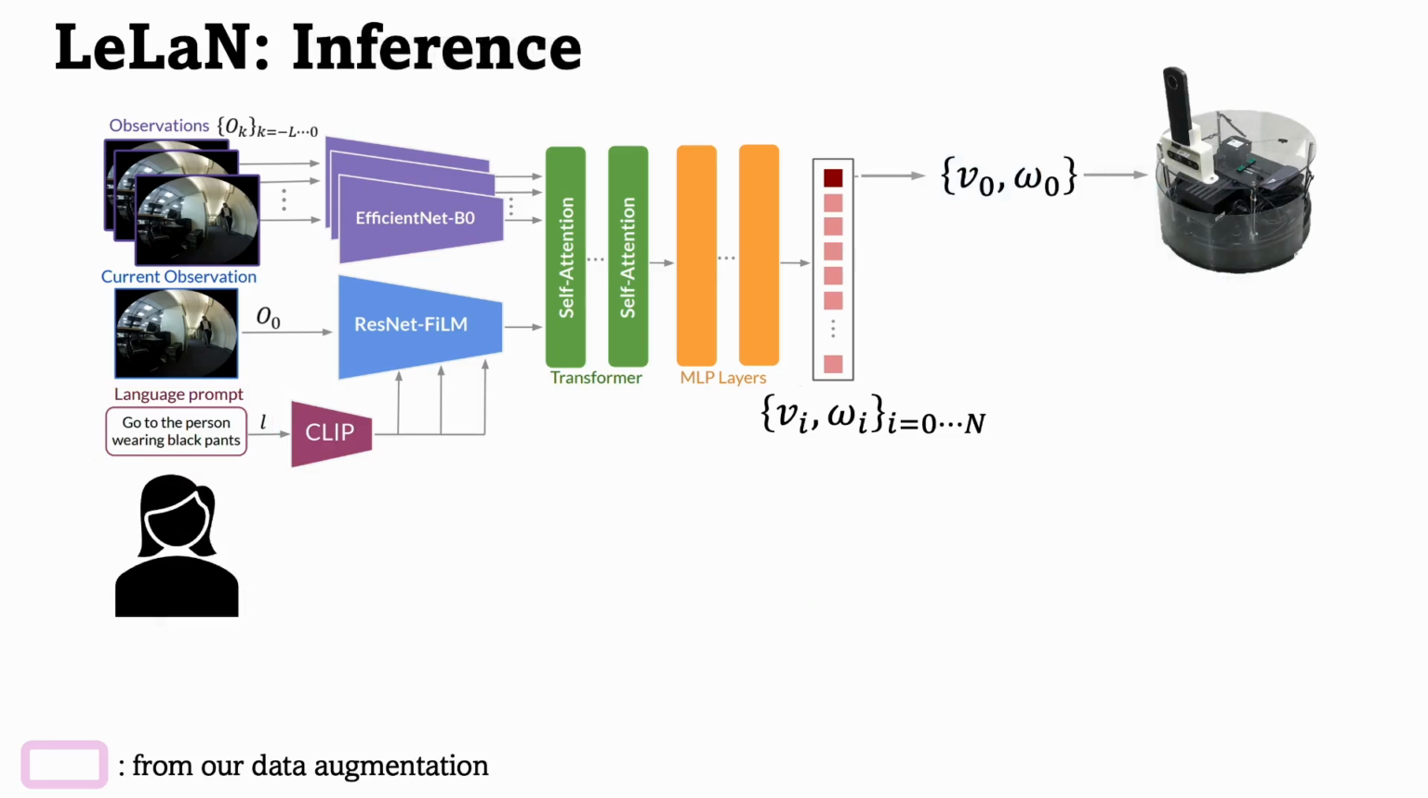During inference, we provide a language instruction to the policy, which outputs a sequence of linear and angular velocity commands. Just like in model predictive control, we only use the first velocity command of each multi-step prediction.